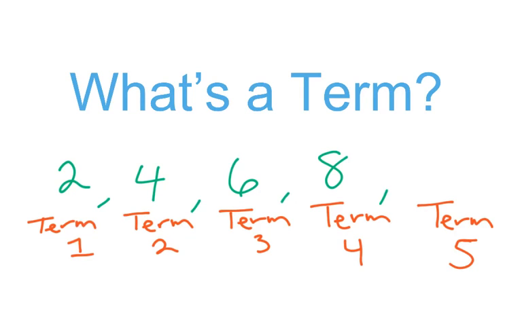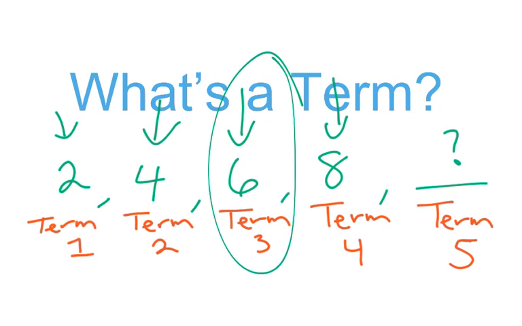A term is a really important algebraic vocab word that has to do with one kind of number, or one number and a variable, or one variable. So here right now you see that I have a list of different terms. 2 is the first term, 4 is the second term, 6 is the third term, 8 is the fourth term, and I'm looking for the fifth term. So term means like one piece of a larger either expression, or in this case, sequence.